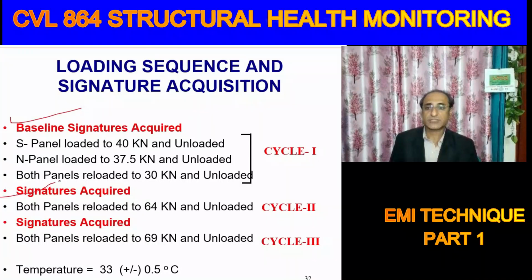Now at this stage again the signature was required, then both panels were again loaded to 64 kilonewtons, and then signatures were required, and finally they were loaded to 69 kilonewtons, and that was the failure point. So temperature was more or less constant. So there were 3 cycles of the loading.